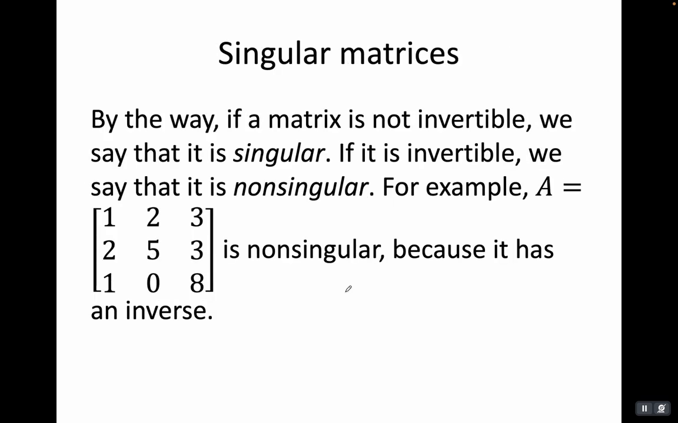By the way, if a matrix is not invertible, we say that it is singular. If it is invertible, we say that it is non-singular. For example, A equals 1, 2, 3, 2, 5, 3, 1, 0, 8 is non-singular because it has an inverse.